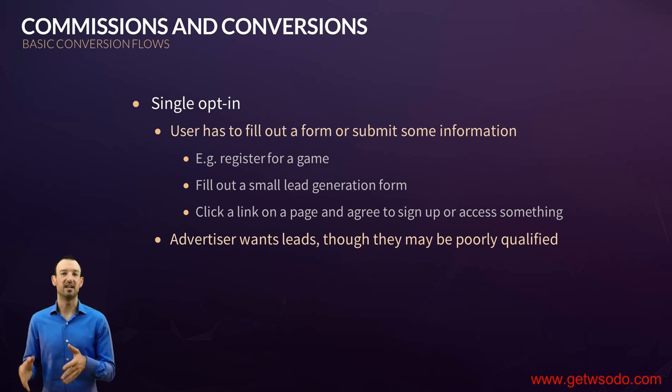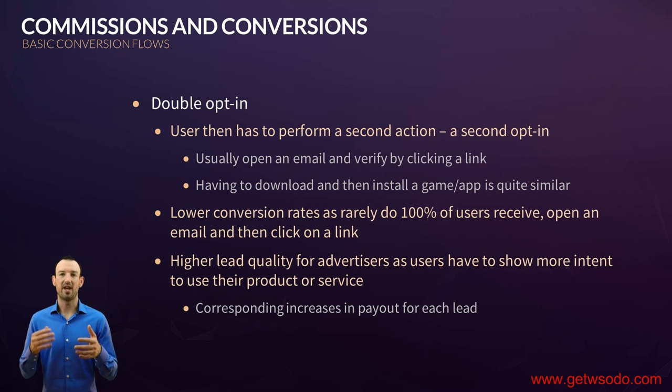Now from that you move to double opt-in. Double opt-in is where users just have to do some second action. For example, they submit an email and then they have to verify that email. That is the most common way that you would see that. Because there's an extra step involved, there's always going to be lower conversion rates versus a single opt-in, all else being equal. But because there is more intent from the user and they have committed more to actually doing that, there's more action involved, that person is inherently more valuable to the advertiser, so they are willing to pay more.